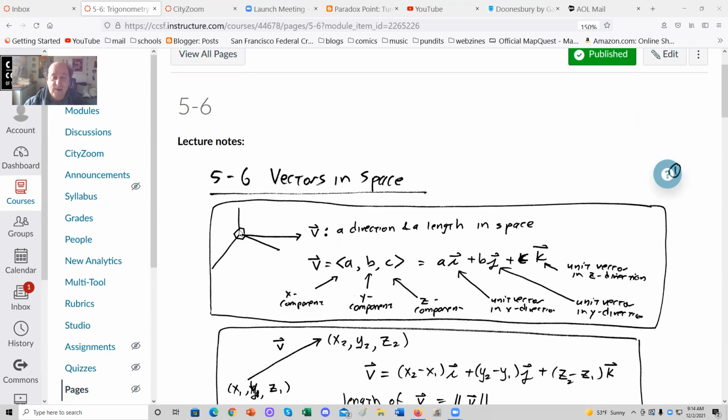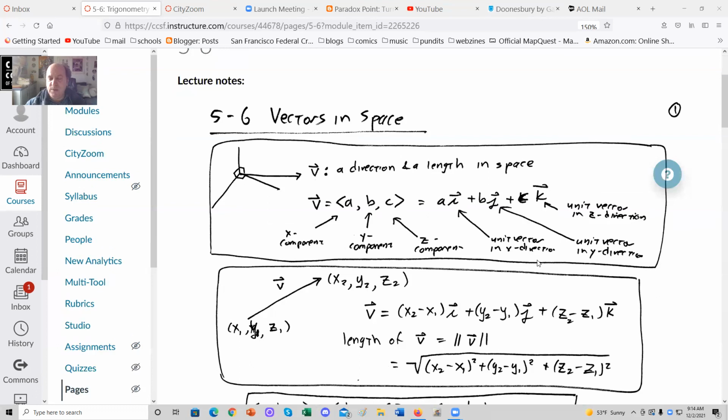So now a vector is something pointing from an initial point to a terminal point, both in three-dimensional space. Therefore, it's a displacement with three components: an x component, a y component, and a z component, a by b by c, and it will also be noted as ai plus bj plus ck. i is the unit vector in the x direction, j is the unit vector in the y direction, and k is the unit vector in the z direction.